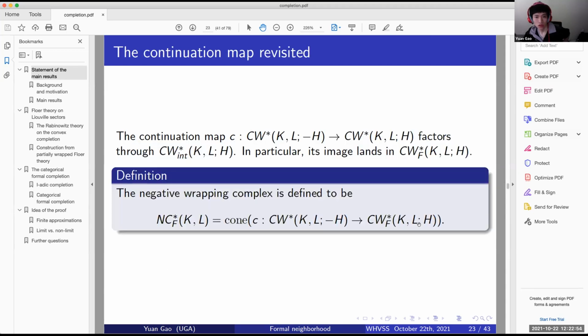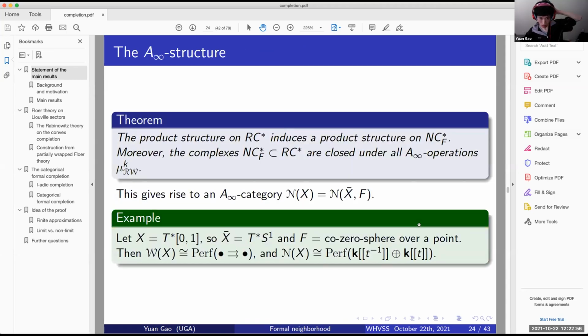Then the theorem is that, in fact, the infinite operations on this reverse complex induce infinite operations on these complexes. And it's also a simple observation where you consider all the possible intersection numbers, and you extend them to the chords for negative Hamiltonian as well.